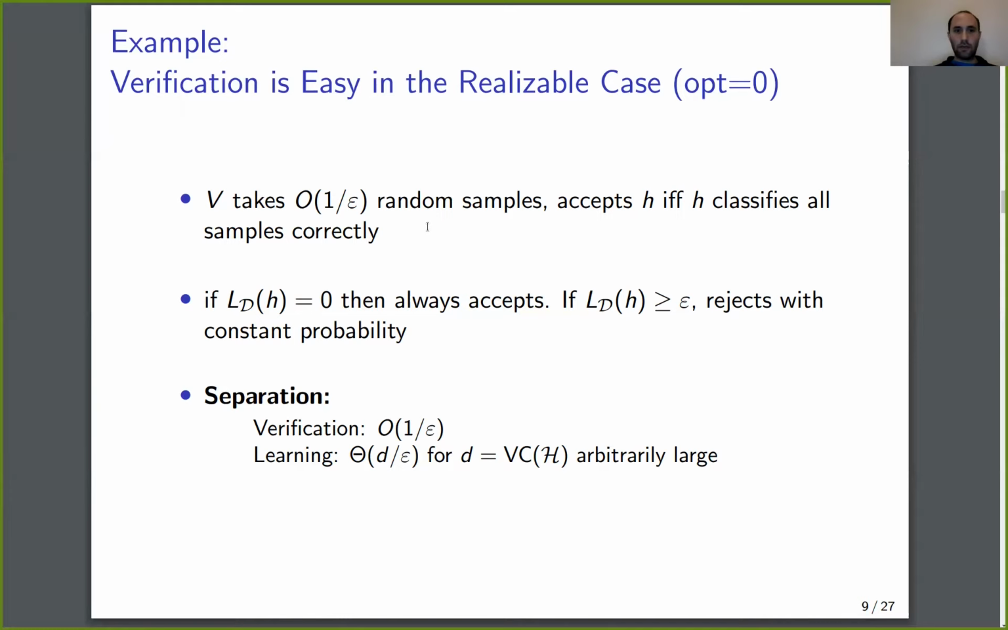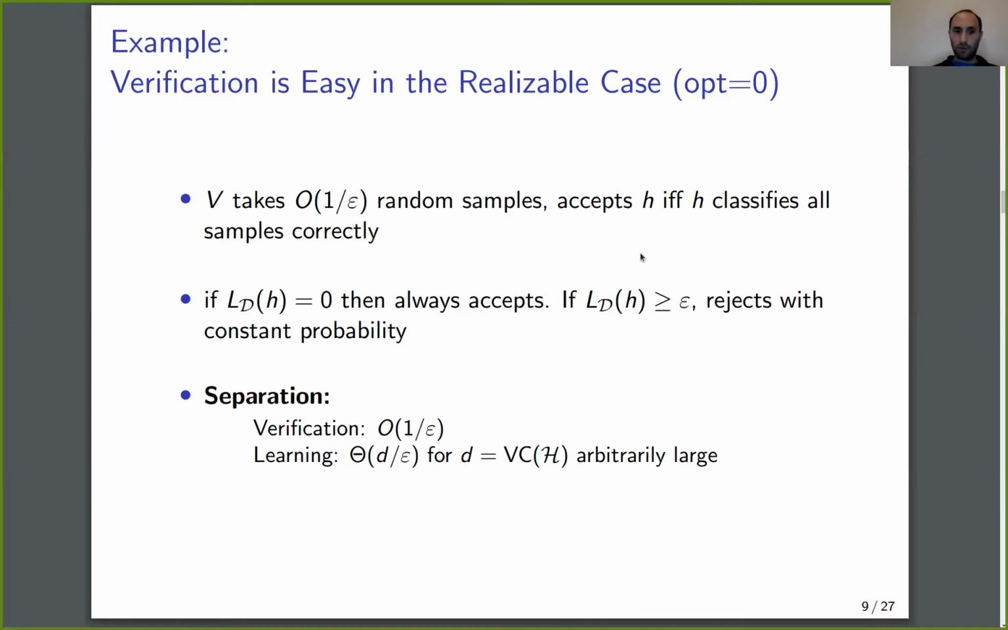And so if the prover was honest and it sent a hypothesis that had 0 loss, then the verifier will always accept. And in fact, even if the prover sent a hypothesis that has only very close to 0, slightly more than 0 loss, then still the verifier will accept with high probability. However, if the prover sends a hypothesis that has a loss that is too great, bigger than epsilon, then the verifier will reject with constant probability.